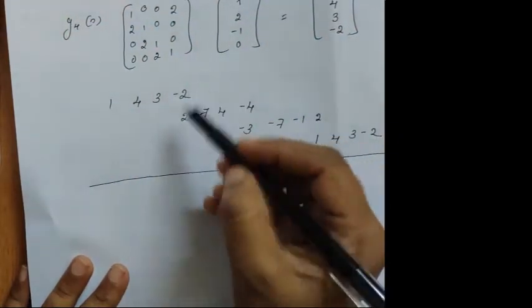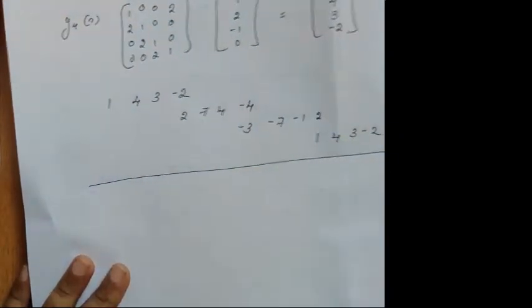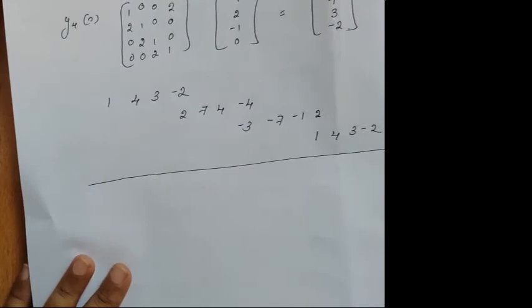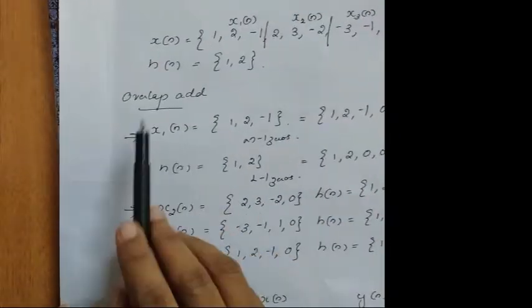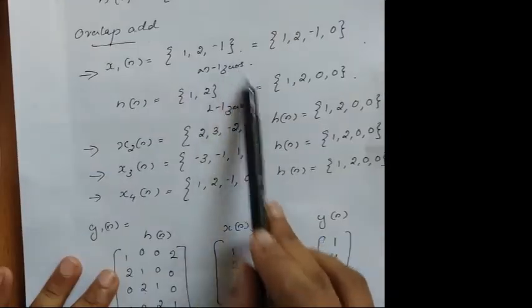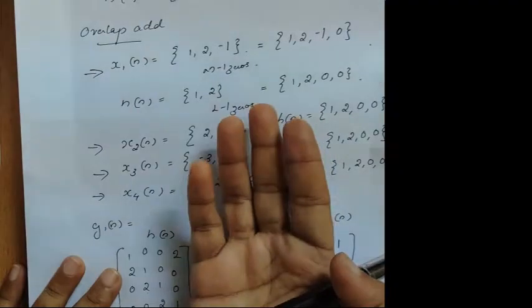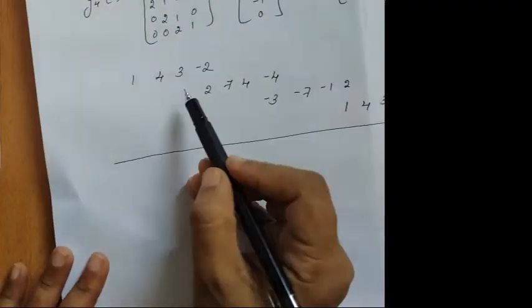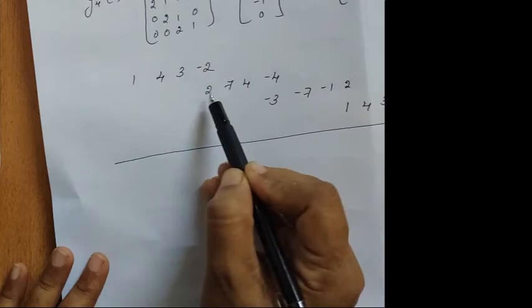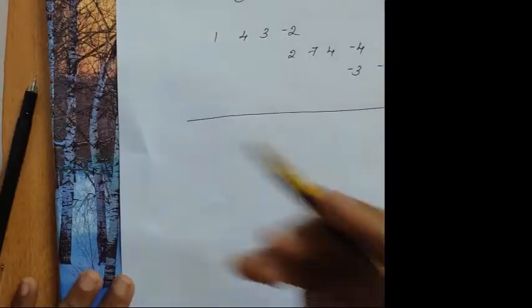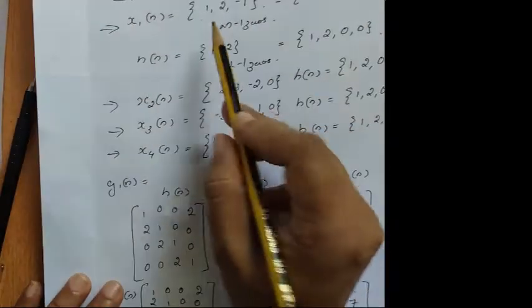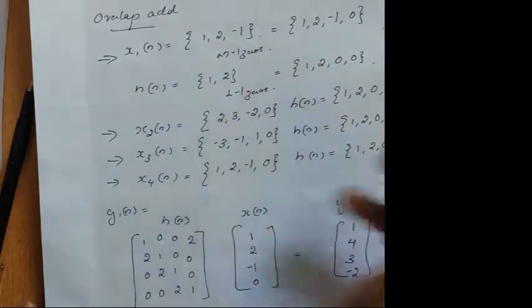You can see why I have written everything diagonally. Have you noticed? This is because you have to add. This is the overlap add method. You are adding a 0 to the last. That means not only one 0: if you are adding M minus 1 zeros, say 2 zeros, you have to write under 2 numbers. I will show you. For example, if you are appending 1, 2, minus 1, 0, 0, like that.